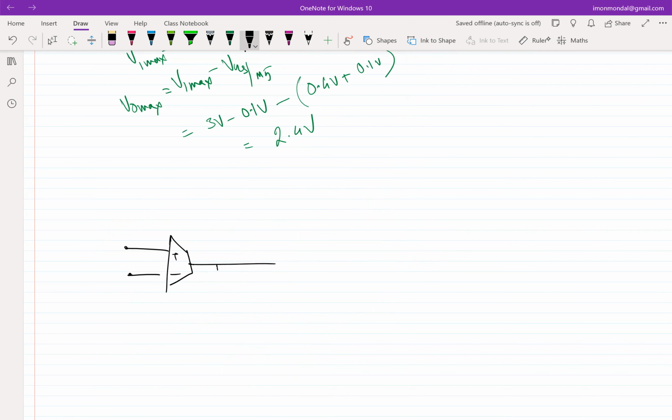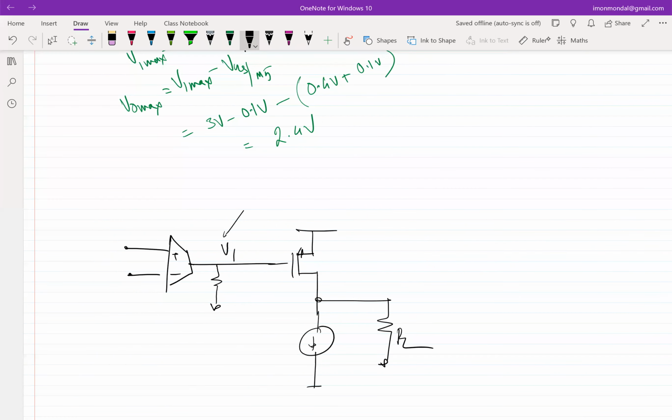So what is the good thing about a PMOS? If I use it at the output stage, this will become evident right away. So still my V1 max can be 3 volt minus 1 overdrive. So this can be 2.9 volt. So what is V0 max while keeping M5 in saturation?